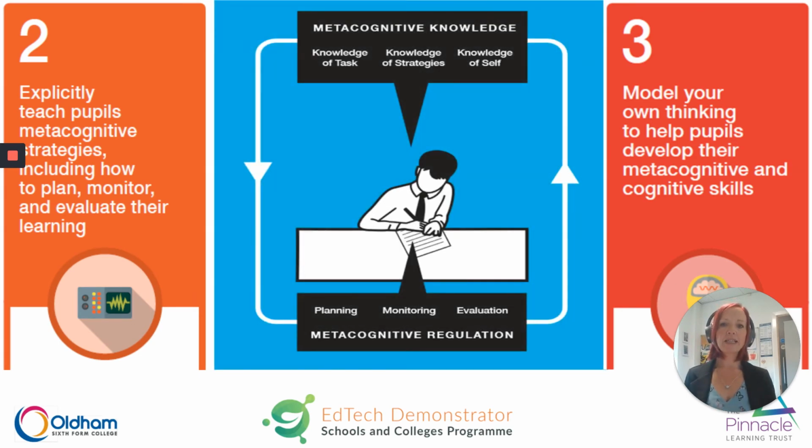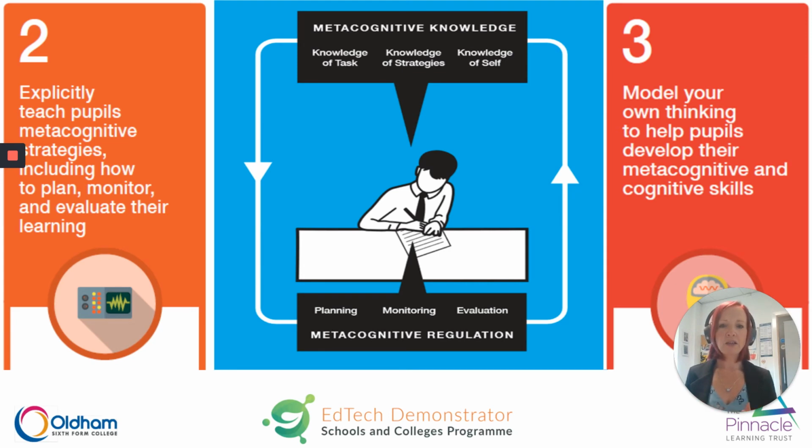And the important thing is to think about both metacognitive knowledge and metacognitive regulation. So the regulation is how we plan, monitor and evaluate, and the knowledge is what we know about a task that we've been given, what we know about the strategies that we can use, and what we know about ourselves and the way we approach things. Do we find it easy? Do we know we find it hard? How have we approached it before?